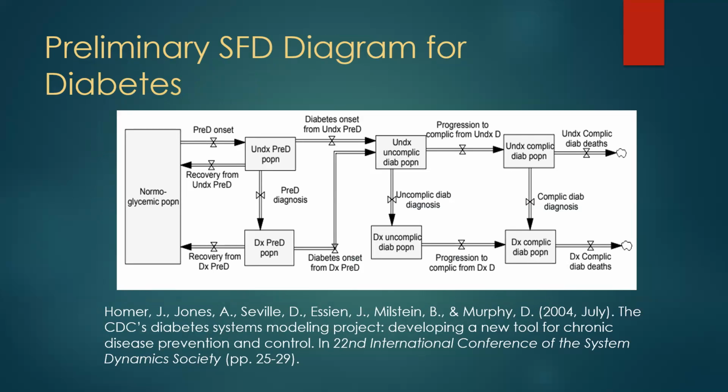This was the basic model which I took from the work of Homer and Jones. Actually, here it talks about recovery from undiagnosed pre-diabetes. So if there is a pre-diabetes stock in your model, only then can you think about recovery from pre-diabetes. If you have a model like normal glycemic population, then onset, and then you go to undiagnosed diabetes, in that case there won't be any recovery. There will be only a possibility of remission. We have tried that in the second model.